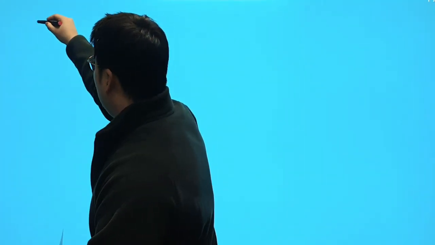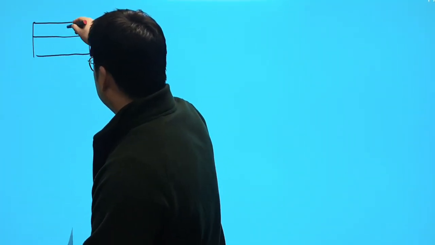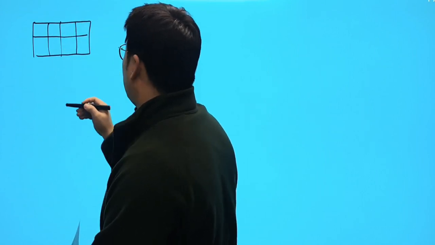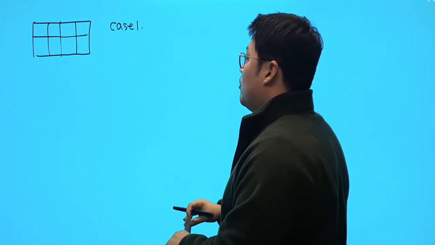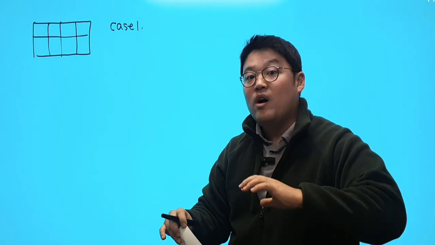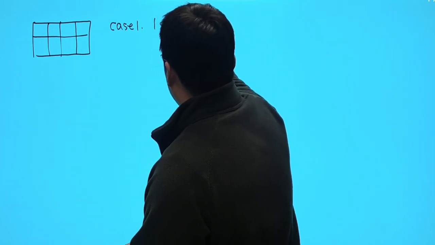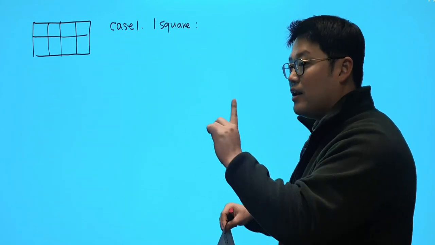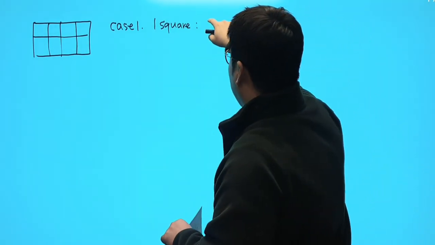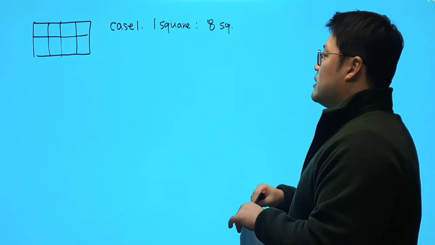So here we go. We need to draw a 2x4 grid of squares. If I perform casework, I've got to say case number 1: what if I just color one of those squares? Just one square. I can choose one out of those 8 squares, so we get 8 squares to color.